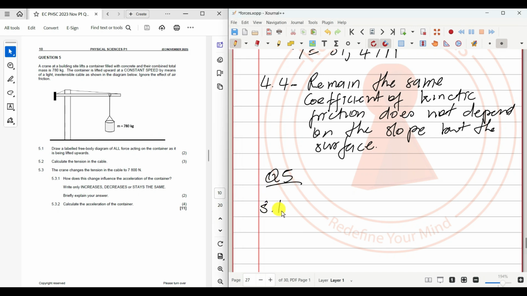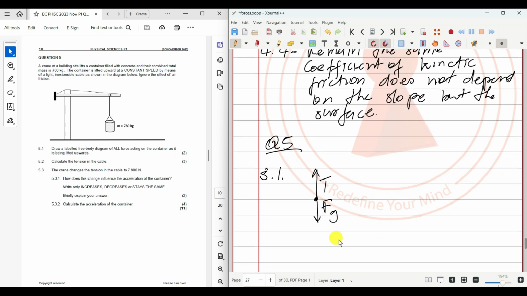Now 5.1. A crane at a building site lifts a container filled with concrete and their combined total mass is 780 kilograms. The container is lifted upwards at a constant speed. Constant speed, acceleration is 0. By means of a light inextensible cable as shown in the diagram below. Ignore the effects of air friction. Draw a labeled free body diagram of all forces acting on the container as it is being lifted up. It will be tension and the weight. Okay, tension and the weight.